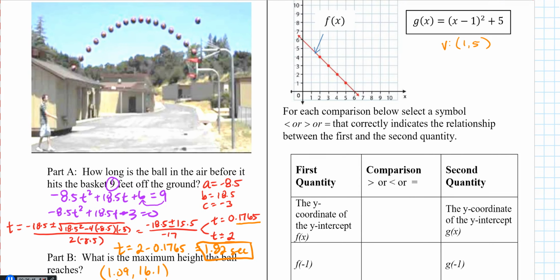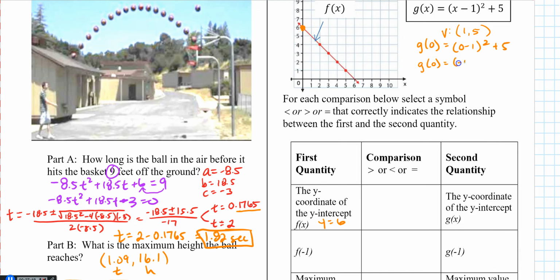Let's see. The y-coordinate of the y-intercept of f, so the y-intercept of f is right there, which is at y equals 6. And then the other side, we're going to compare it to the y-coordinate of the y-intercept of g. So to find the y-intercept of g, we're going to have to plug in 0 for x. So g of 0 is equal to 0 minus 1 squared plus 5.